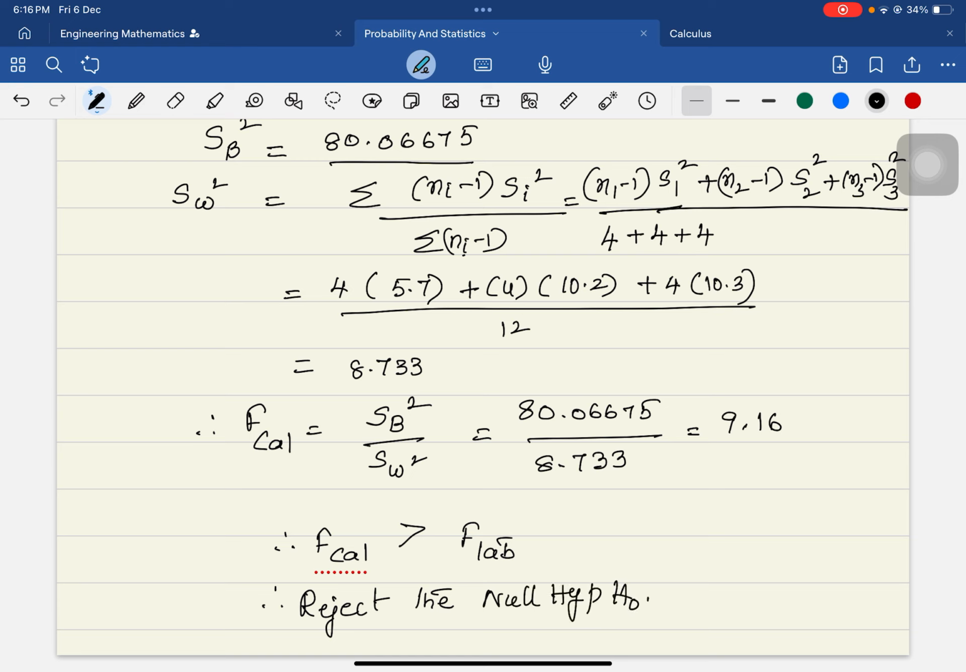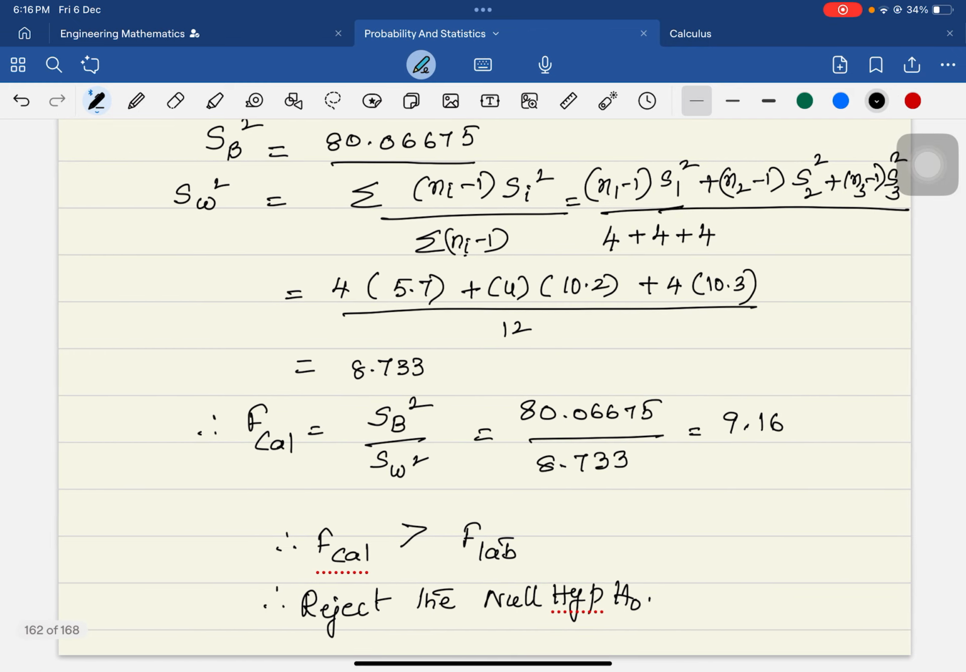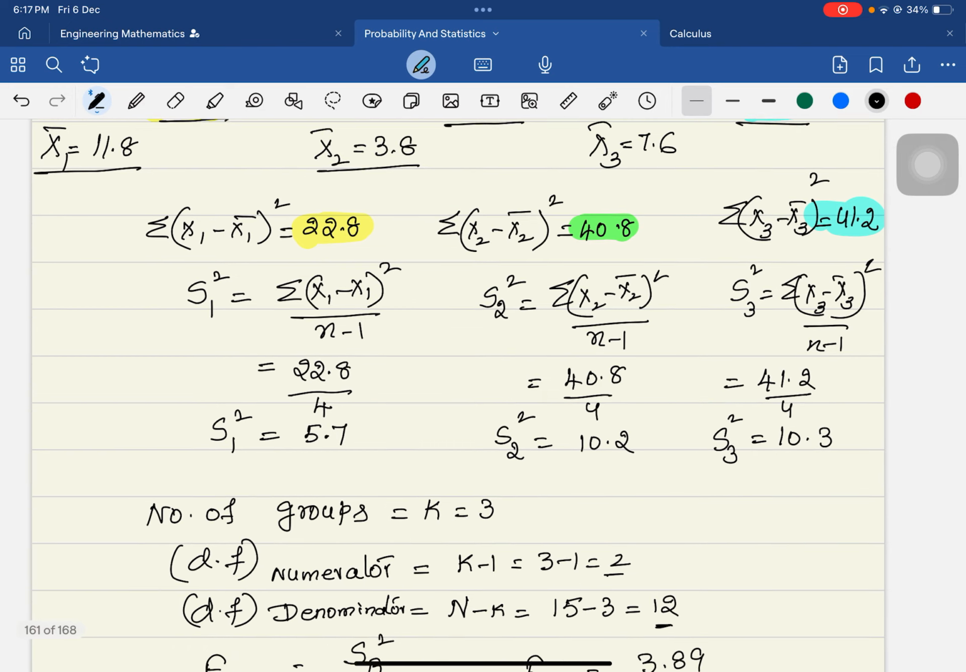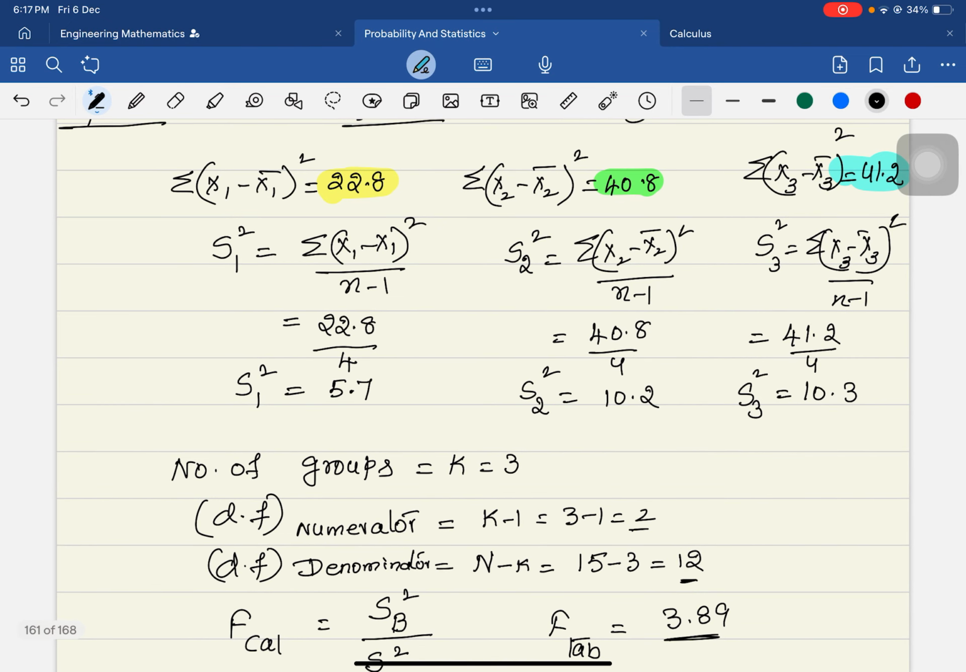When you reject, what do you mean by this? At least one of the means is different. So this is how to solve the problem using the F test. I hope you could understand well how to use the ANOVA F test to give the conclusion.